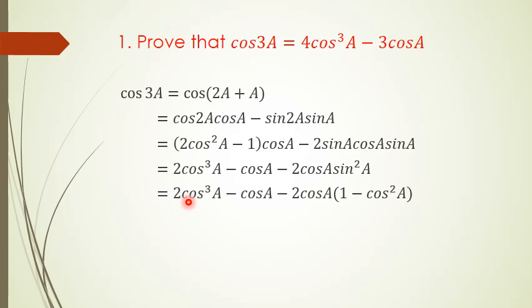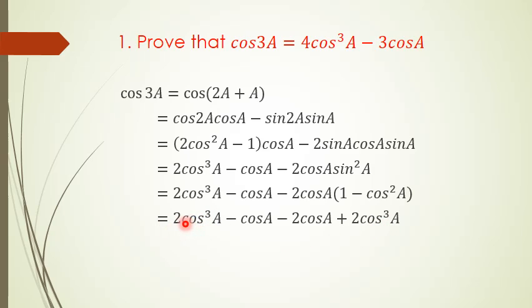So we have 2 cos cubed a minus cos a minus 2 cos a, and substituting for sin squared a we have 1 minus cos squared a. Then multiplying minus 2 cos a into the bracket, we obtain 2 cos cubed a minus cos a, then minus 2 cos a times 1 gives us minus 2 cos a. Minus 2 cos a times minus cos squared a gives us plus 2 cos cubed a.